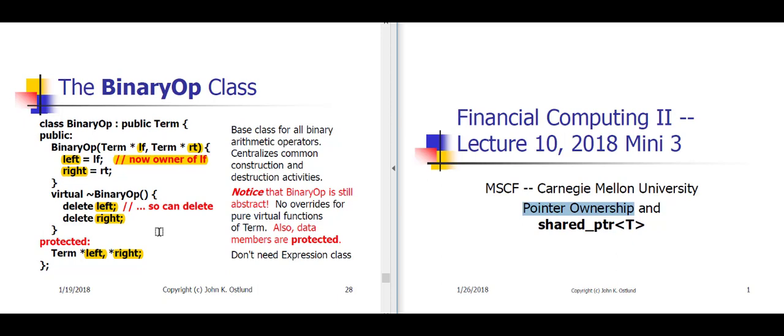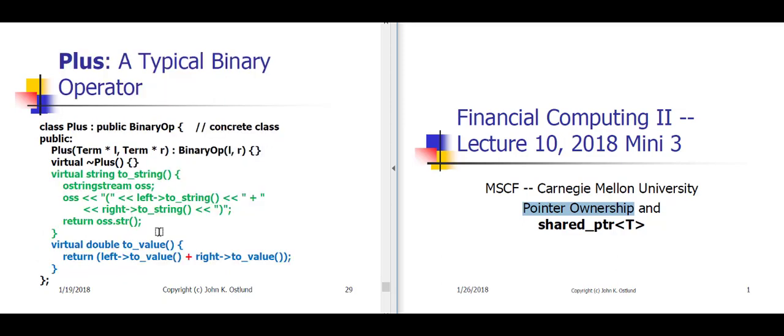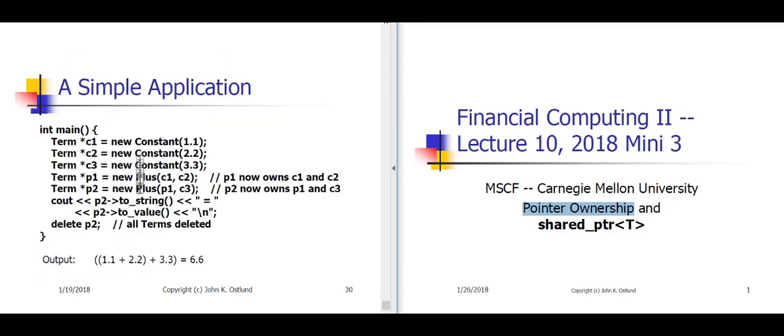And by having the binary op be the owner of these pointers, this enabled us to build an arithmetic expression using binary op operators to combine together the various terms in our expression, so that we only had to do a delete of the pointer to the topmost binary op. In this case, we did a delete of the second plus operator, and that took care recursively of deleting the other plus operator as well as the three constant objects in the expression.